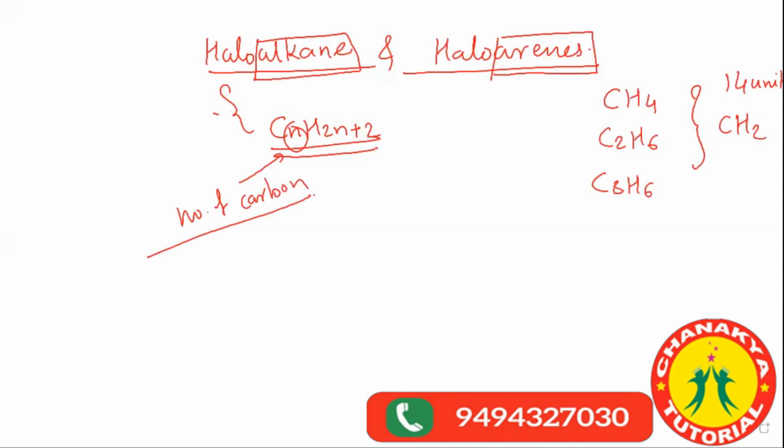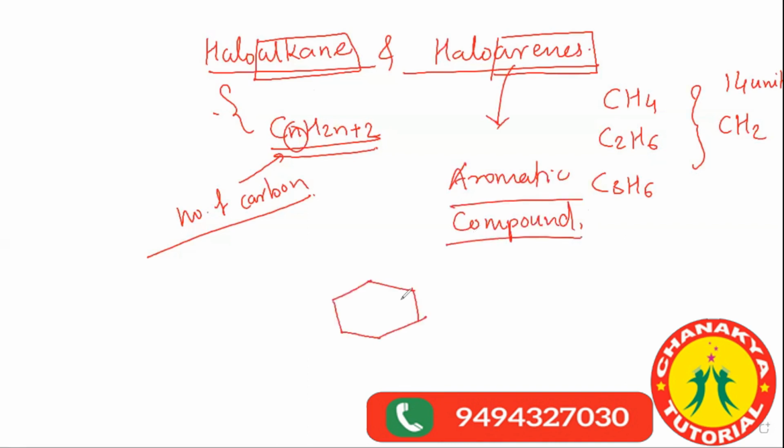Now, haloalkanes or haloarenes. In haloarene, what do you mean by arene? Arene is nothing but an aromatic compound, like benzene. You must be aware of the structure of benzene. This is the structure of benzene, which has alternate double bonds. Each corner represents a carbon.